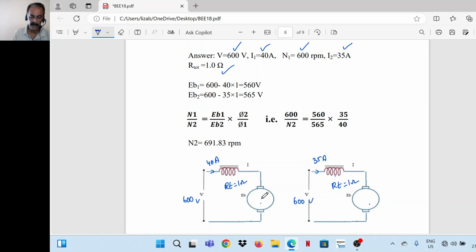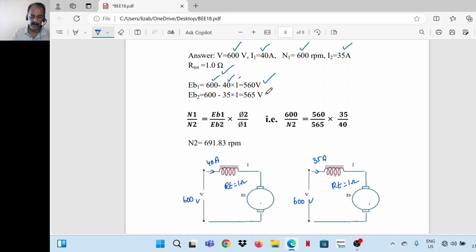In the first case, 600 V minus IA into Ra plus Rf. 600 minus IA, in the first case 40 ampere, into Ra plus Rf total of 1 ohm. So 560 volts. In the second case, 600 minus current 35 ampere, 35 into total resistance 1 ohm. It is 565 volts.